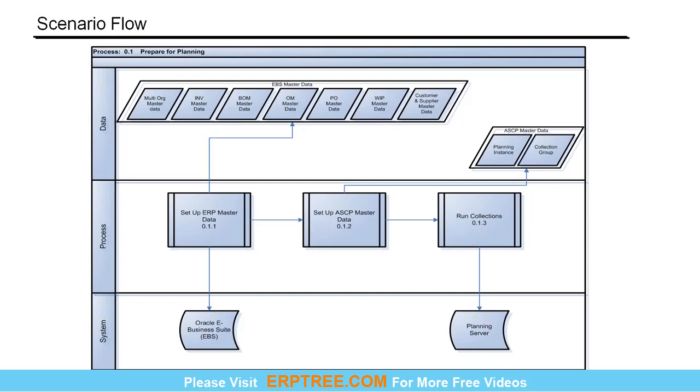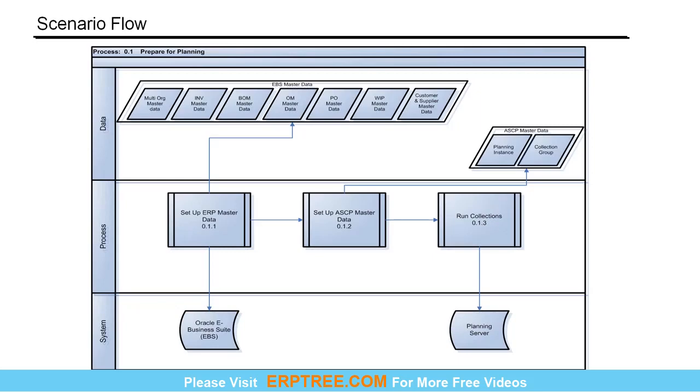So the process is like we have to set up the ERP master data, then we have to set up the ASCP master data, then we have to run the collections, and once we run the collections, we run the plan, which brings the data ultimately to the planning server, which is nothing but the PDS, which we have already seen.